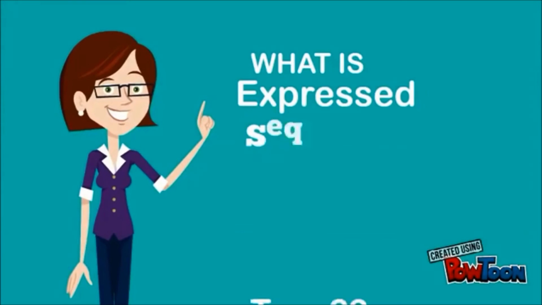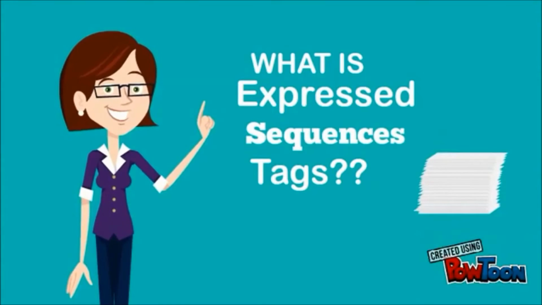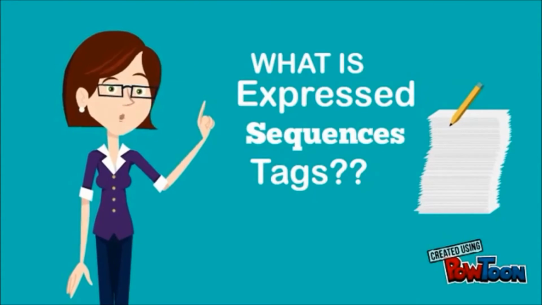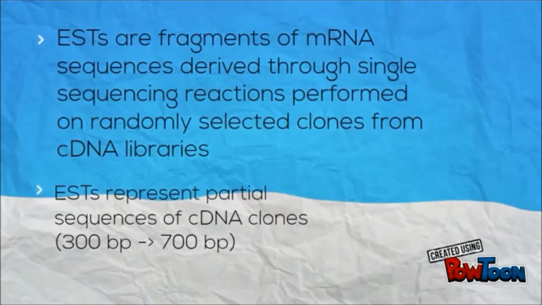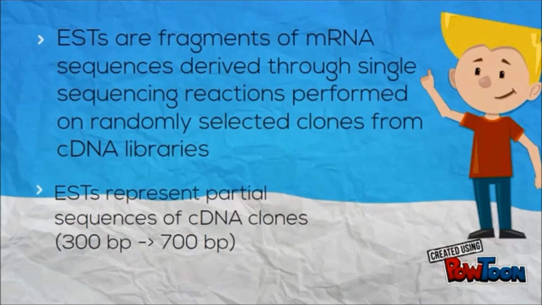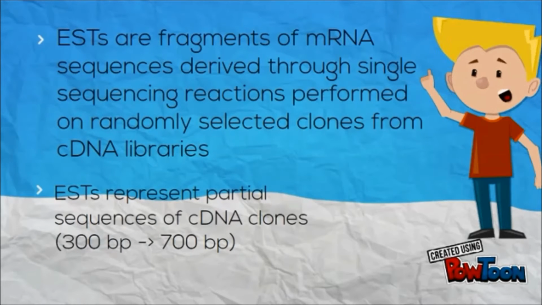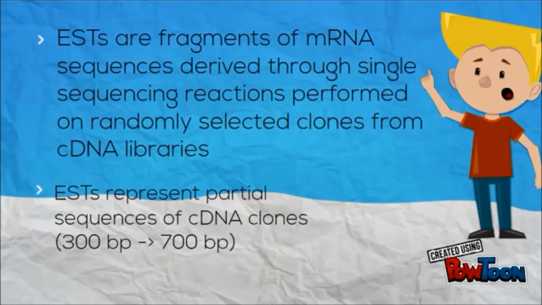What are expressed sequence tags? ESTs are fragments of mRNA sequences derived through single sequencing reactions performed on randomly selected clones from cDNA libraries. ESTs represent partial sequences of cDNA clones, 300 bp to 700 bp.